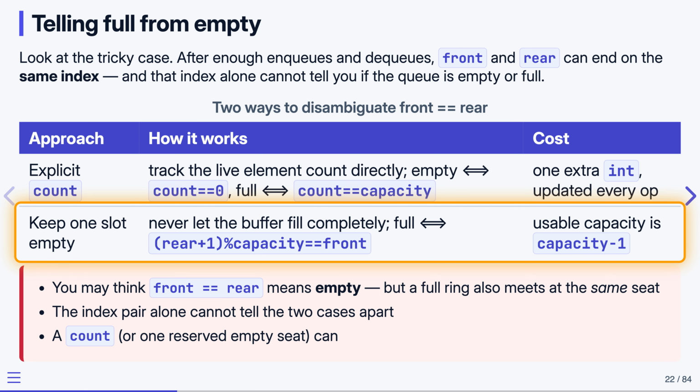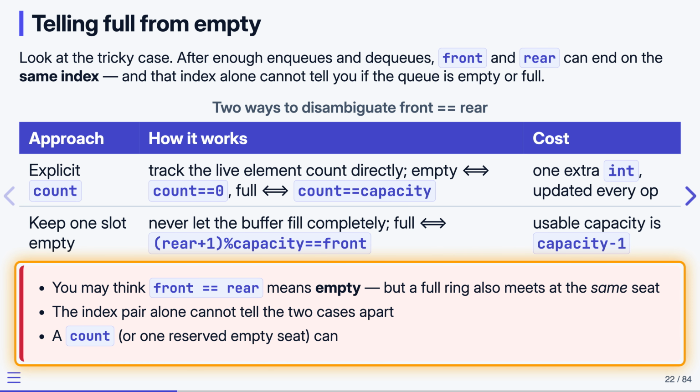The second way is to keep one slot empty. You never fill the last free seat. Then full means rear plus 1, mod capacity, is equal to front. The cost is that you can only store capacity minus 1 elements.